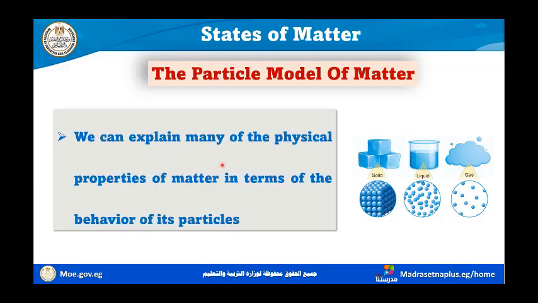We can explain many of the physical properties of matter in terms of the behavior of its particles. So the properties will depend on the behavior of the particles of the matter in each different state, and this will explain the physical properties of the matter, from having a fixed volume or a fixed shape, to fluidity or compressibility, as we have learned in the previous session.